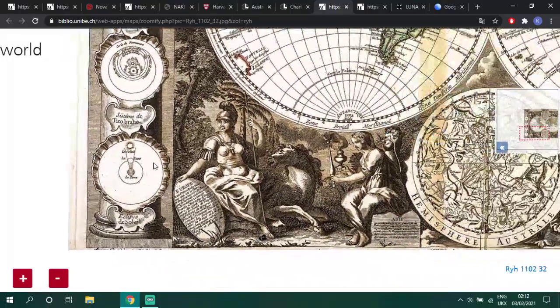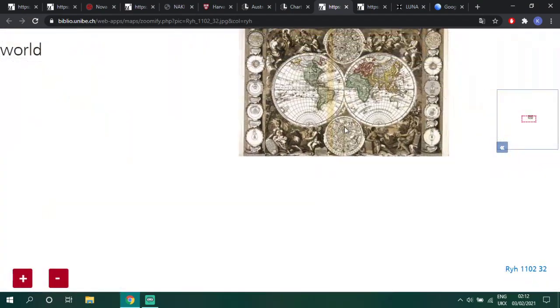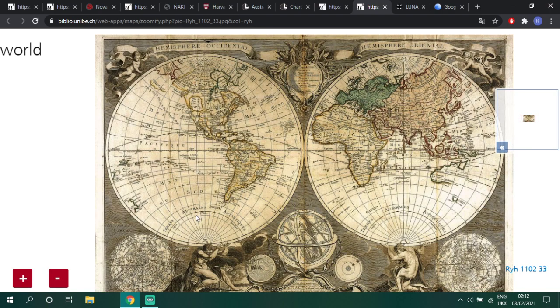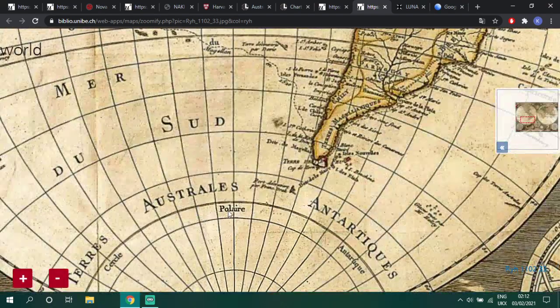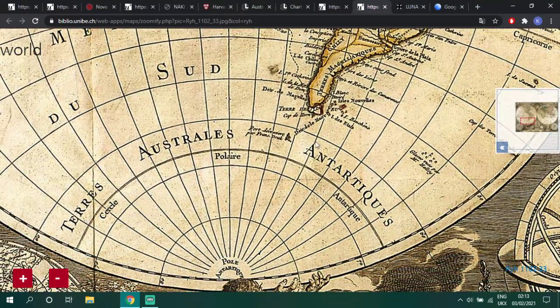Yeah, you can look at these in your own pleasure. Europe. Okay. Next map. I think this one's just similar, just to show you that Terra Australis Antarcticus. See, it's related to the polar circle.